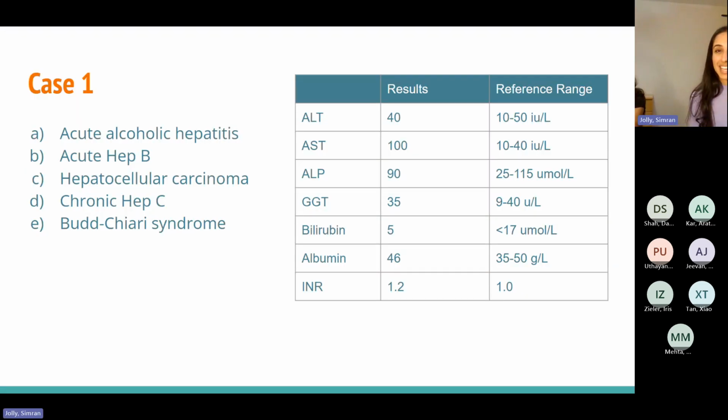Quite a few cases. Can anyone tell me what they think these LFTs are pointing towards?